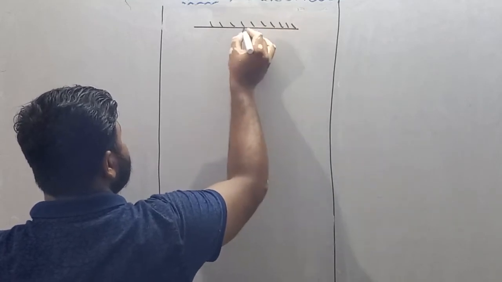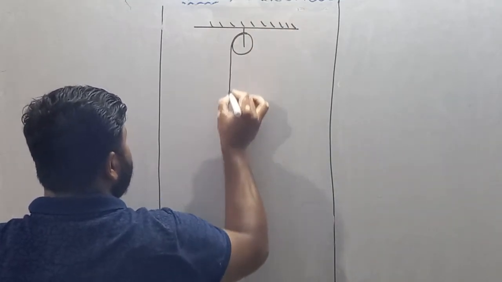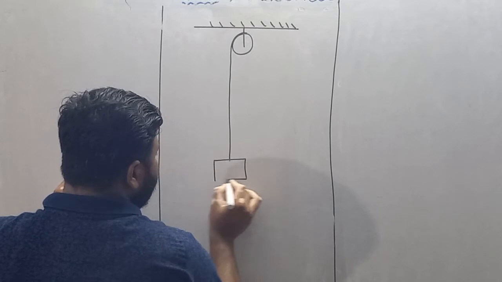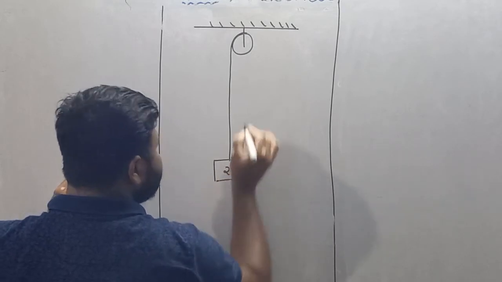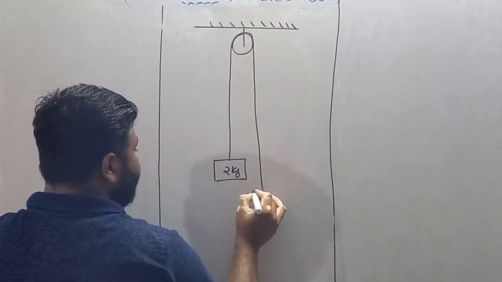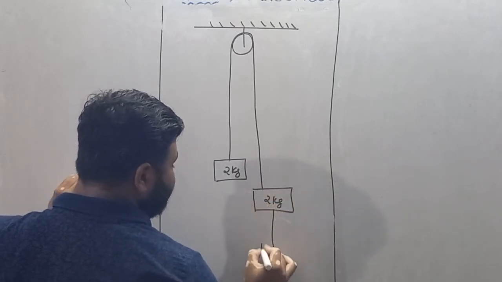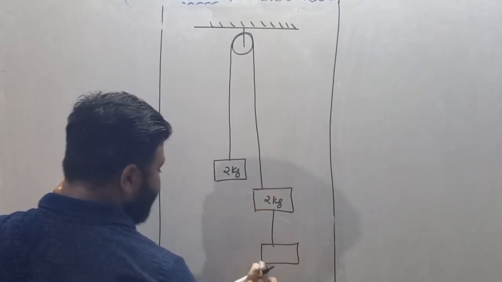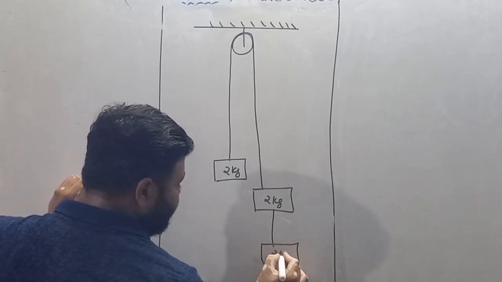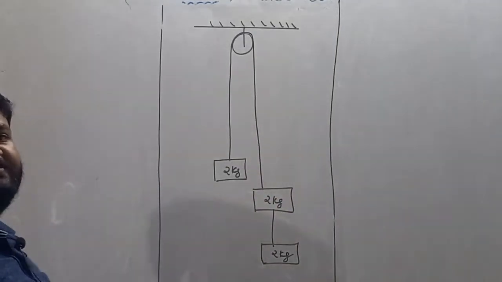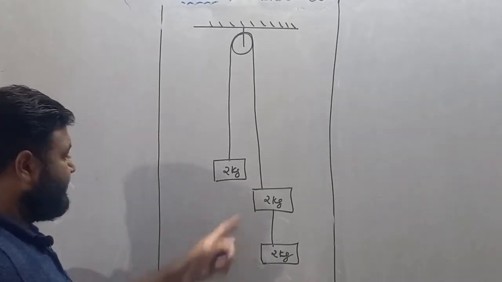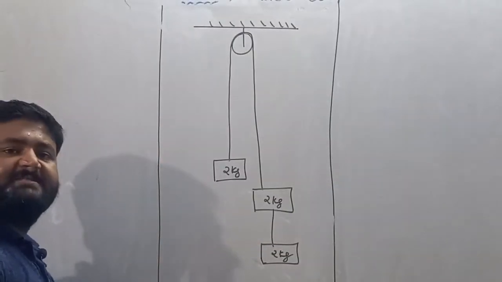See, now the question is like this, my dear student. Let's suppose on this side we have a block of mass 2 kg, and along with it there is another block of mass 2 kg, and on the other side there is one more block of mass, again let's suppose, 2 kg. So here two different blocks are on one side and one block is on the other side.